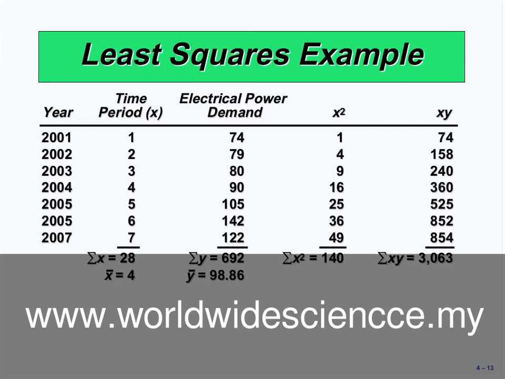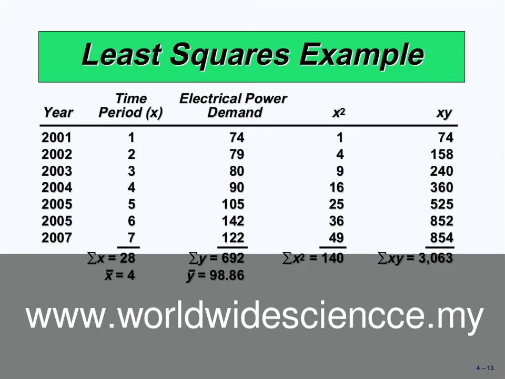X is clear, time period. X to the power of 2 is in another column. In this column you see 1 to the power of 2 is 1, 2 to the power of 2 is 4, 3 to the power of 2 is 9, 4 to the power of 2 is 16, 5 to the power of 2 is 25, 6 to the power of 2 is 36, and 7 is 49. Sigma X squared is equal to 140, as you see in this example.